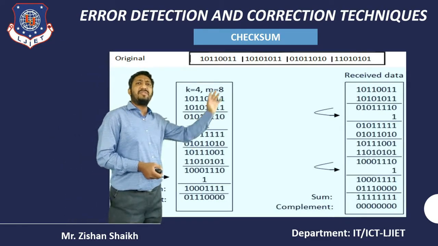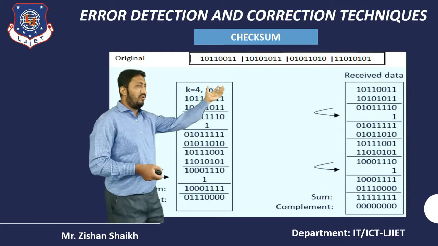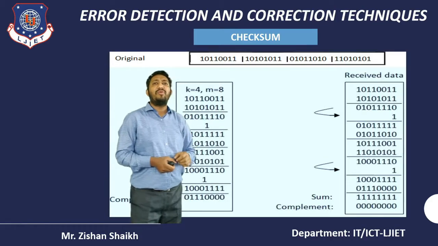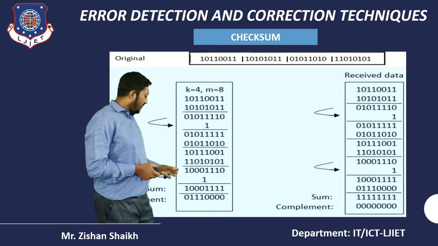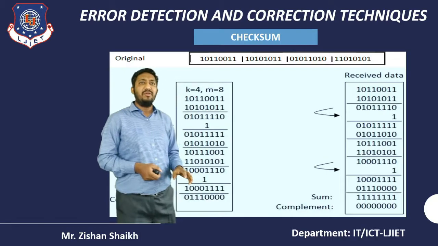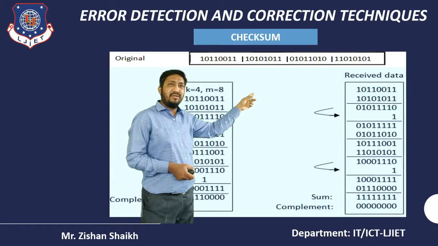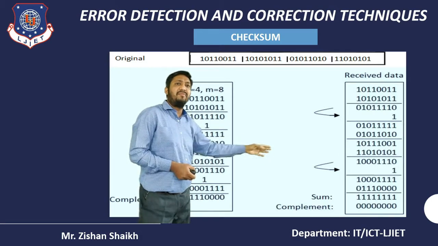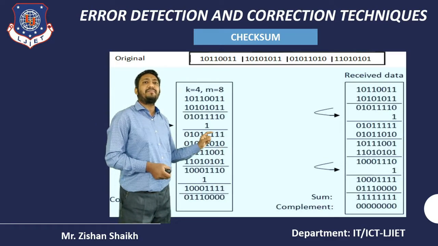Now what process is performed at the receiver side? For that we see the example on the right-hand side. The same task performed by the sender will be performed by the receiver. It takes the first two data items and adds them, then the answer is added with the third, then the answer is added with the fourth, and it gets the final sum.